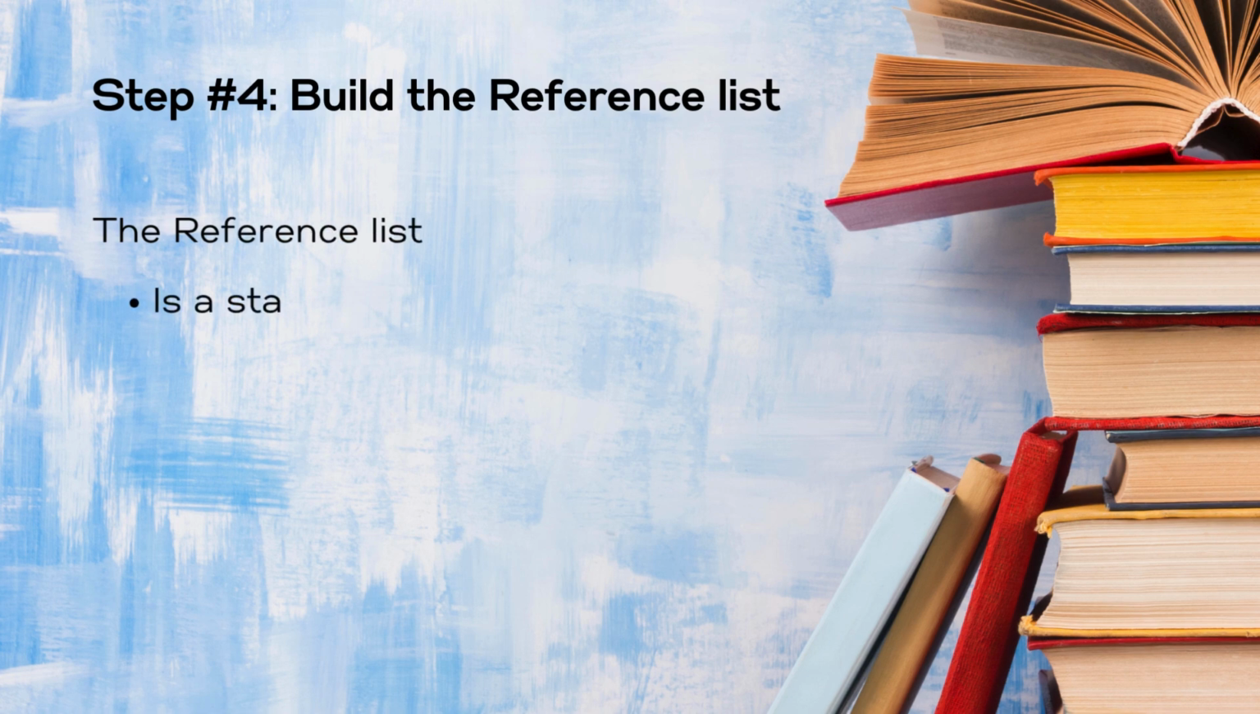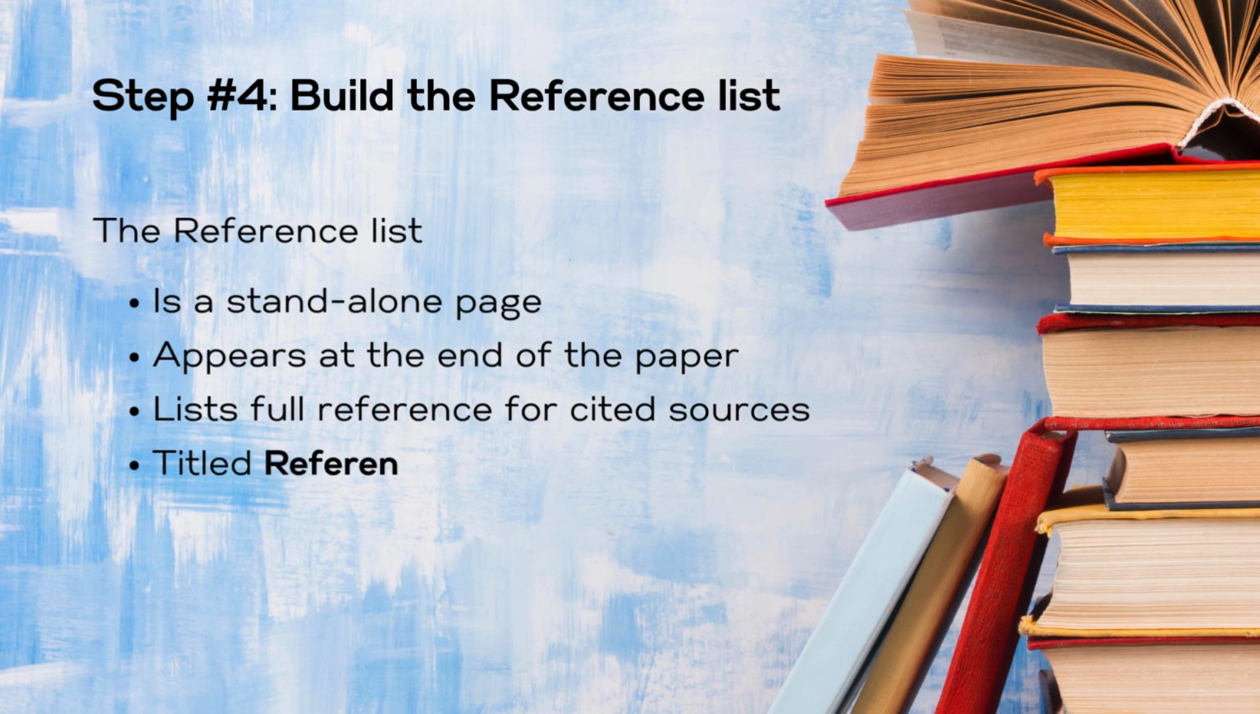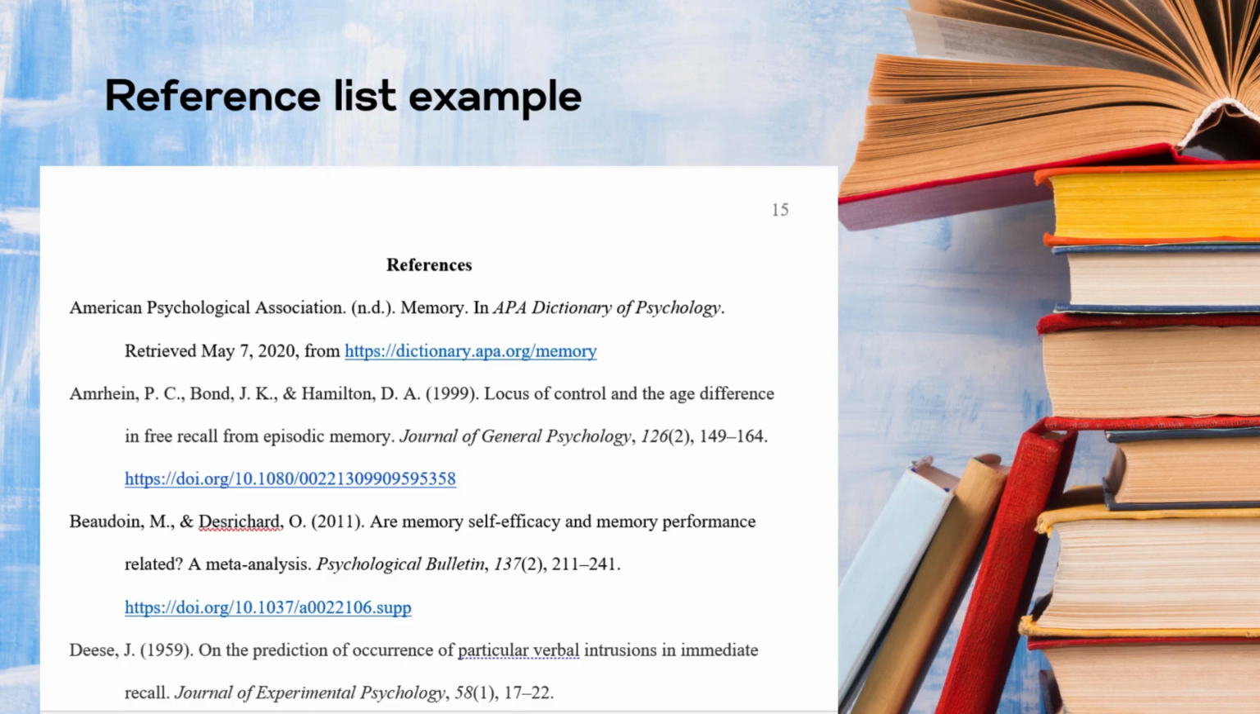Step number 4. Build the reference list. A reference list is a standalone page that appears at the end of your paper. This page provides comprehensive details about each cited source, providing your reader with enough information to retrieve it. According to APA guidelines, the page is titled References, and the entries are listed alphabetically. Let's look at an example reference list.